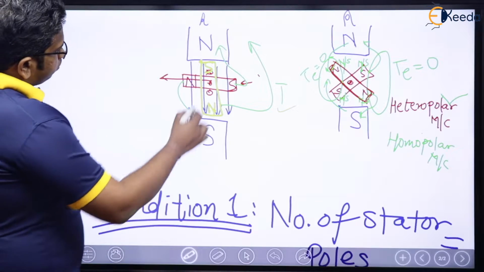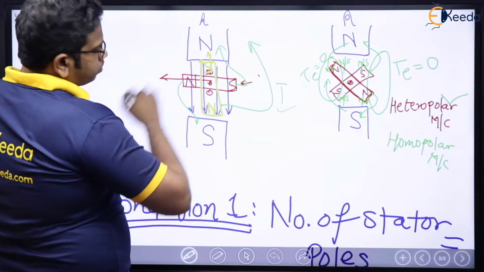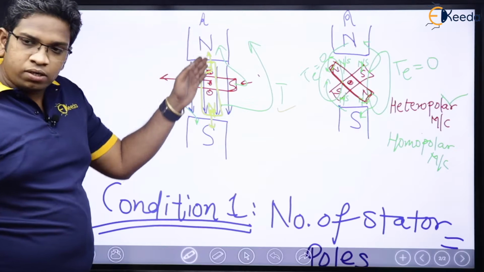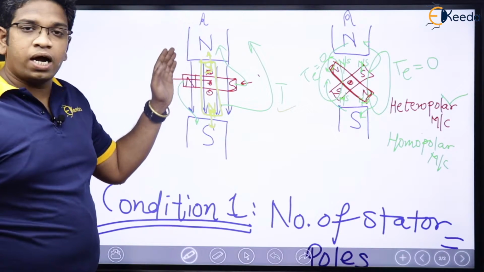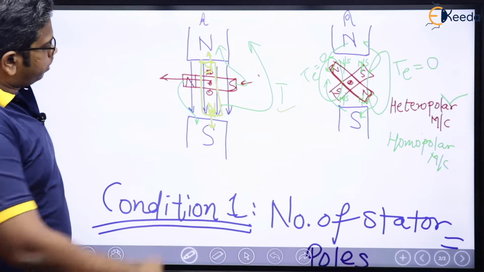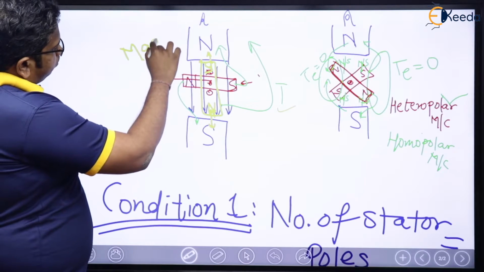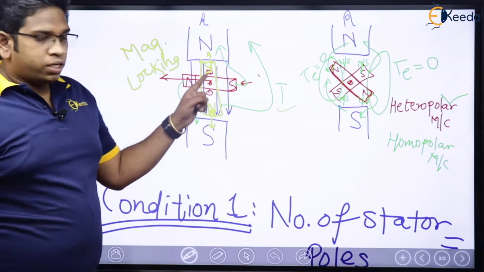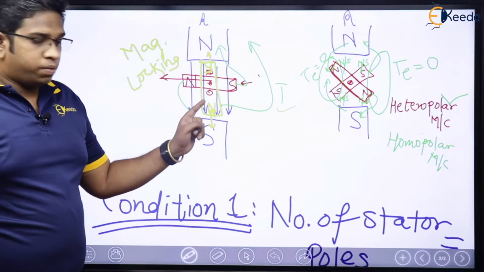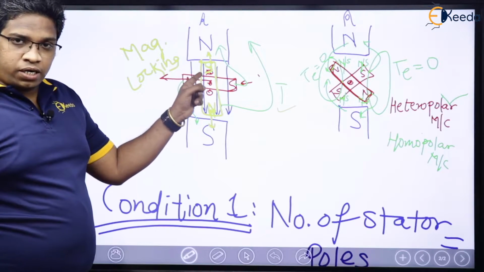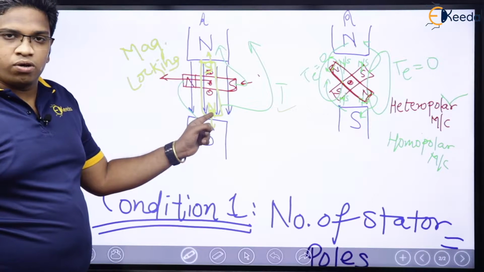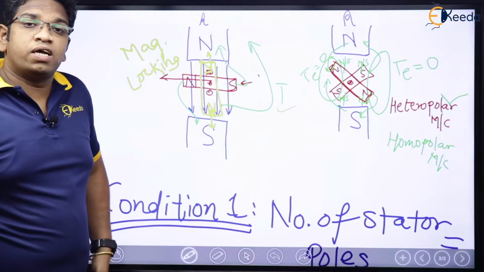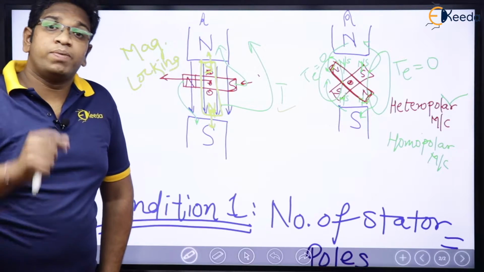Let us see. This north and this south attracted, north and south attracted, right? Which means now they are in alignment. The stator poles and rotor poles are aligned, also called as magnetic locking. North is getting attracted to south, south is getting attracted to north. Rotor poles and stator poles are now aligned in one direction, which means there will be no further torque.